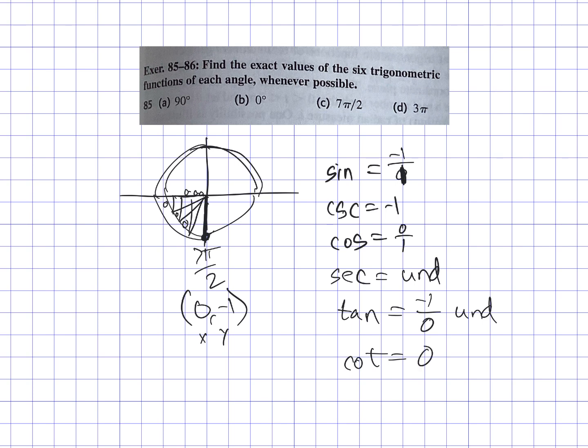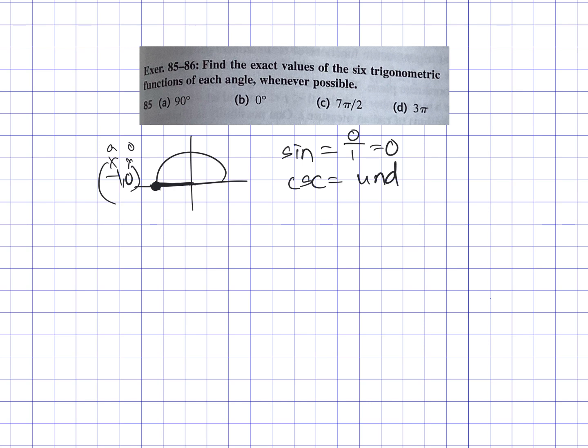All right, let's erase that and do D. 3 pi. We know where 3 pi is. Odd pi's are right here. So negative 1, 0. And again, the adjacent leg is the x, and the opposite leg is your y, which is 0. So sine is going to be opposite leg over hypotenuse, 0 over 1, or 0. Cosecant is going to be undefined, 1 over 0.